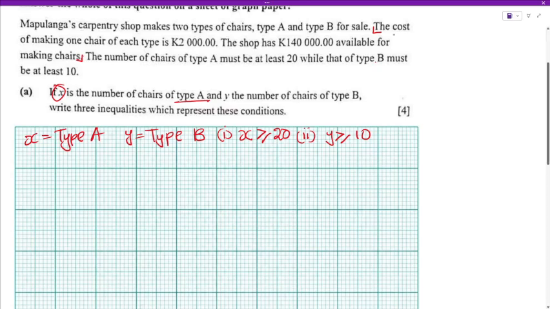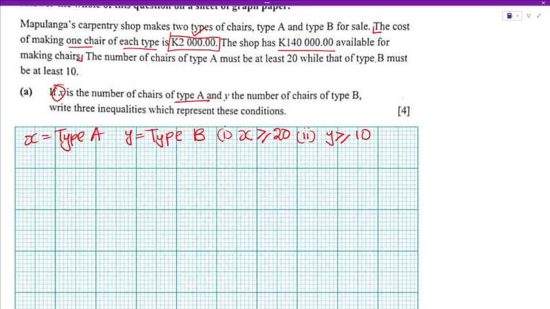The cost of making one chair of each type is 2,000. What that simply means is that whenever you see this type of inequality that involves money, it's x plus y, except you're going to attach the amounts. Sometimes they will state the amount for each type. For example, they might say type A is 2000, type B is 3000.